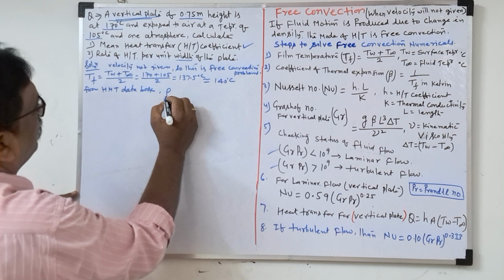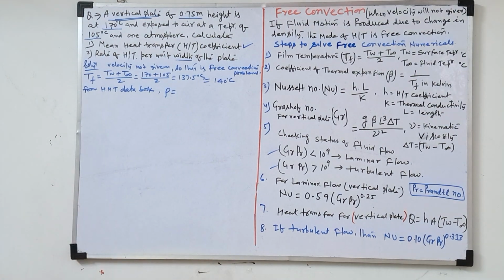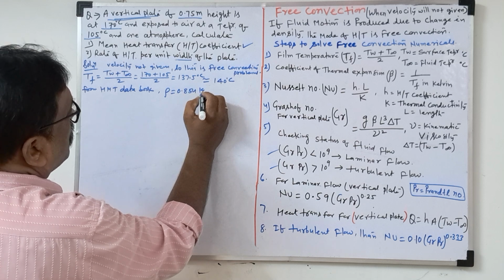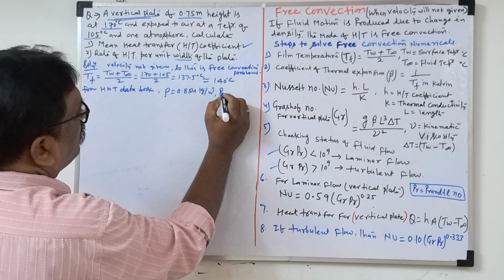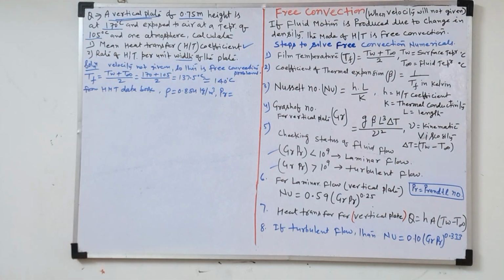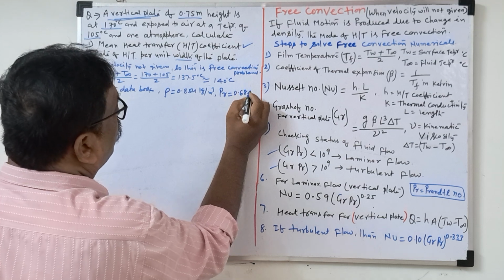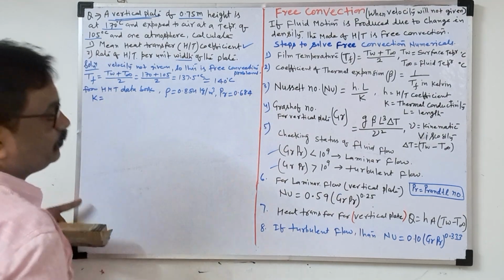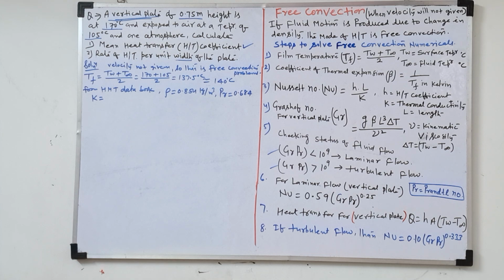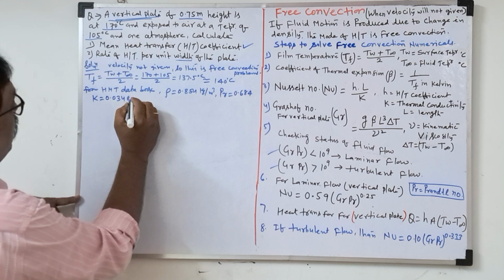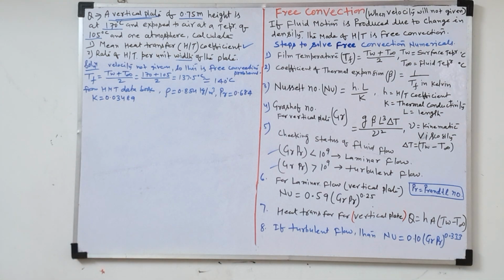we'll write all the values. Density, how much is there? We'll see from the table: 0.854 kg per meter cube. Then the Prandtl number is given as 0.684. Then the thermal conductivity is given as 0.03489 watt per meter Kelvin.